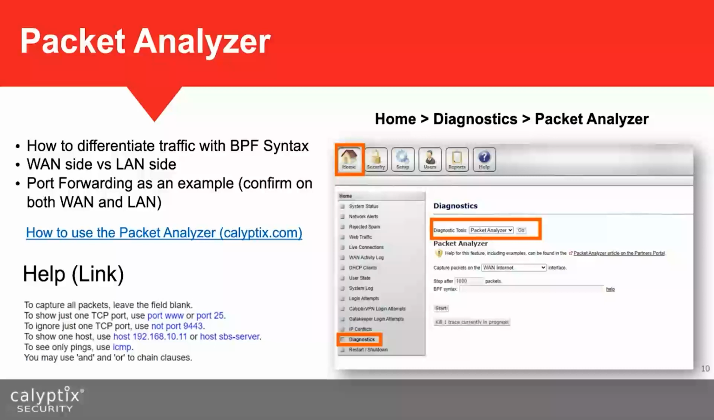If you put in 172.16.14, it'll show you anything and everything that deals with the 172.16.14 networks. So I like that command as well. And you can use ands and nots and ors in this location to help with the Packet Analyzer.